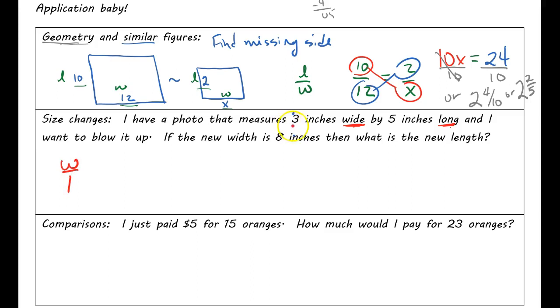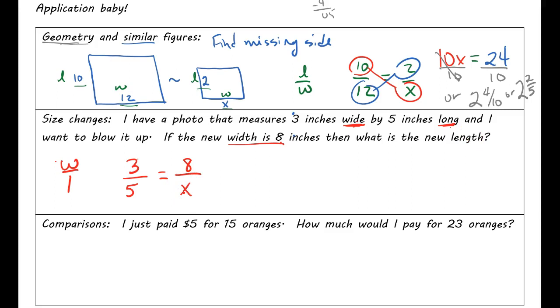So when I set this up, this one says it's 3 inches wide, so the 3 goes on top, just like the W's on top with what I did here. The L's on the bottom, so 3 over 5 is equal to, now we read the next sentence, the new width is 8. So if the new width is 8, would that 8 go on the top or the bottom? Well, look over here. The W's on top here, and this is saying width, so it needs to go on top, and it wants you to find the new length. So you can put an X there, you can put the L there, whatever you want. I'm going to use an X.